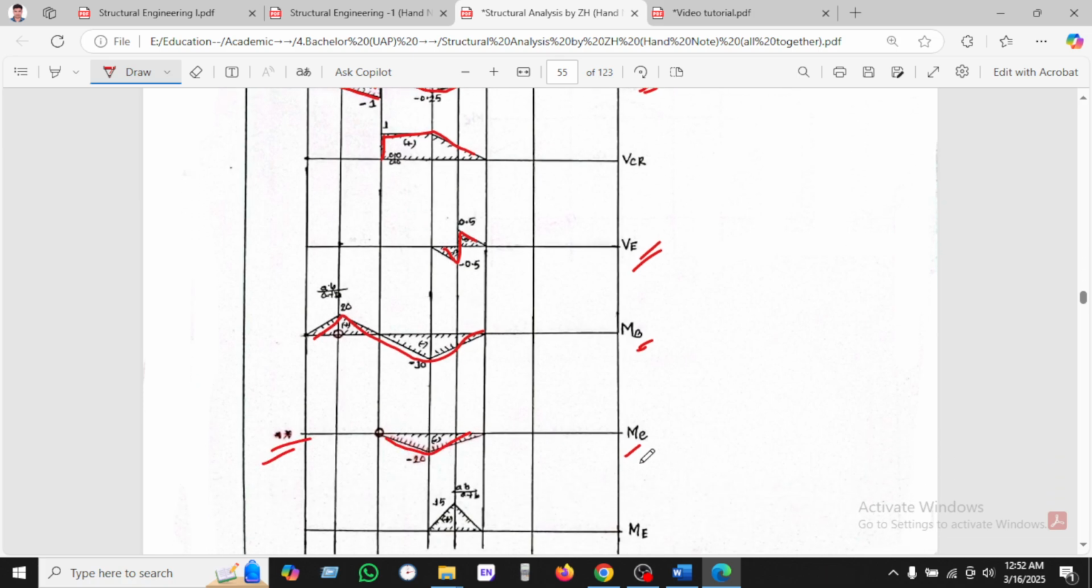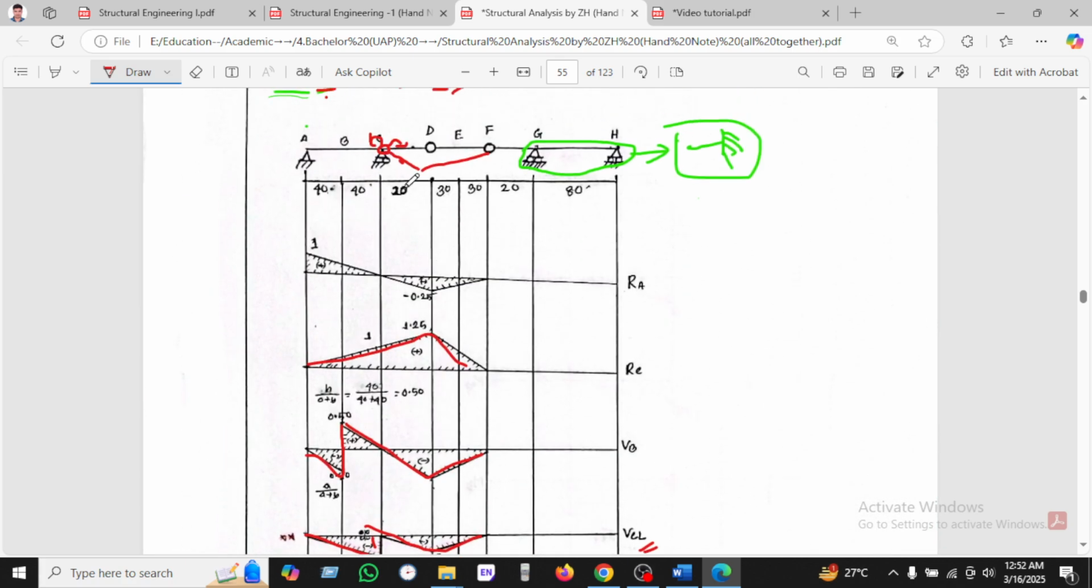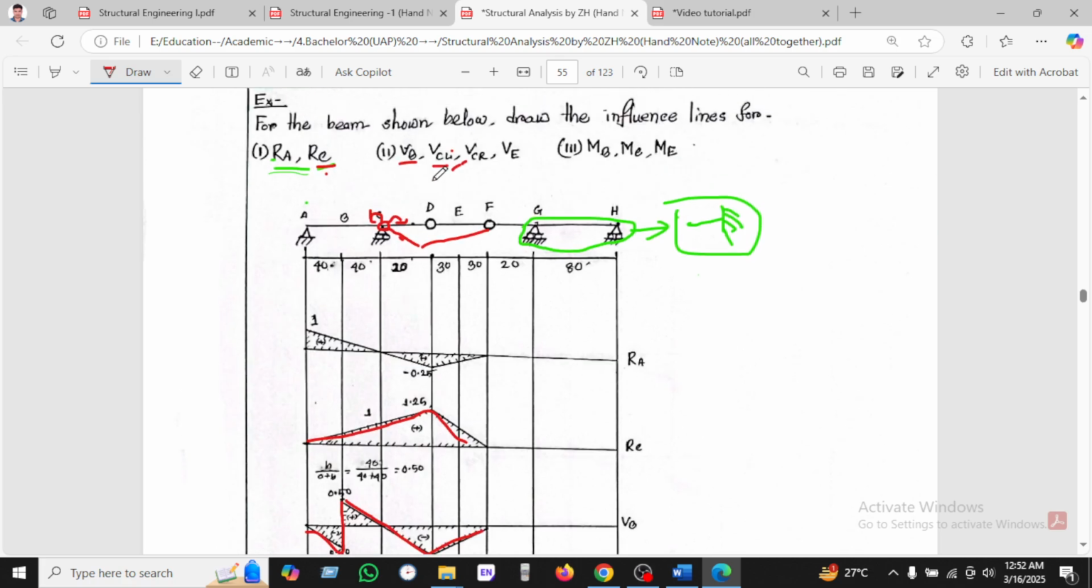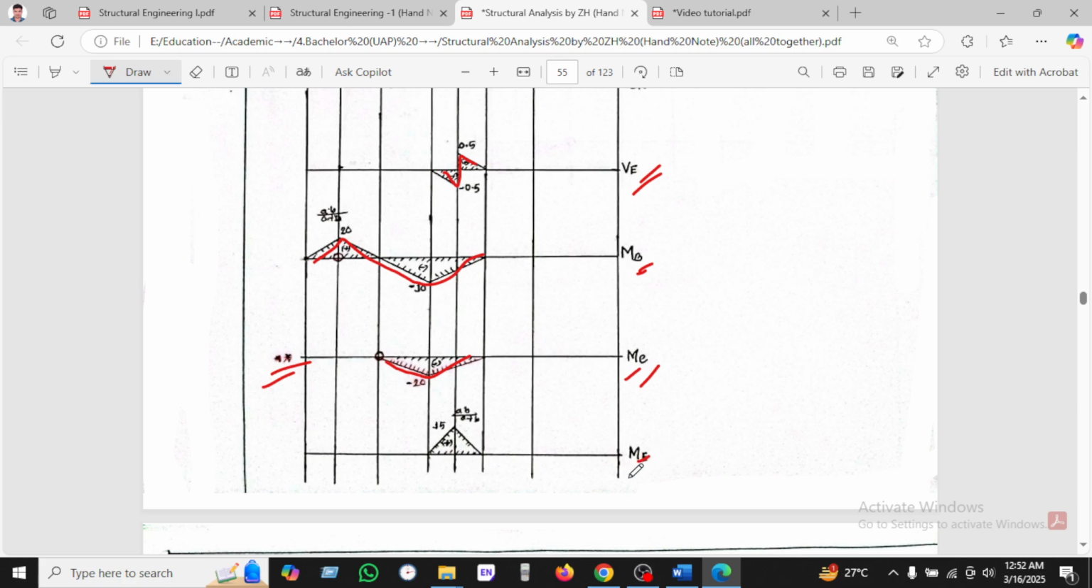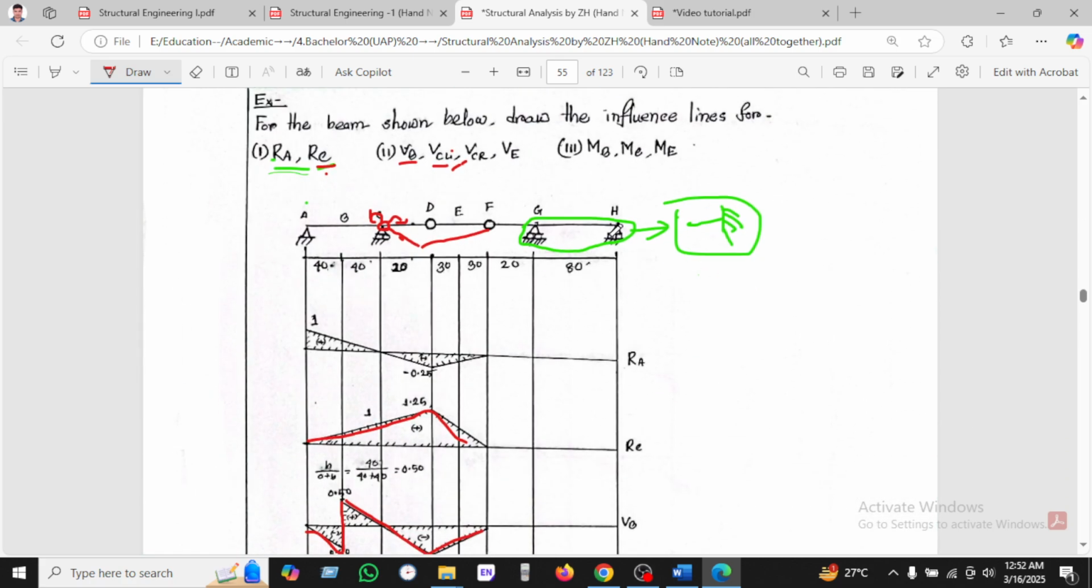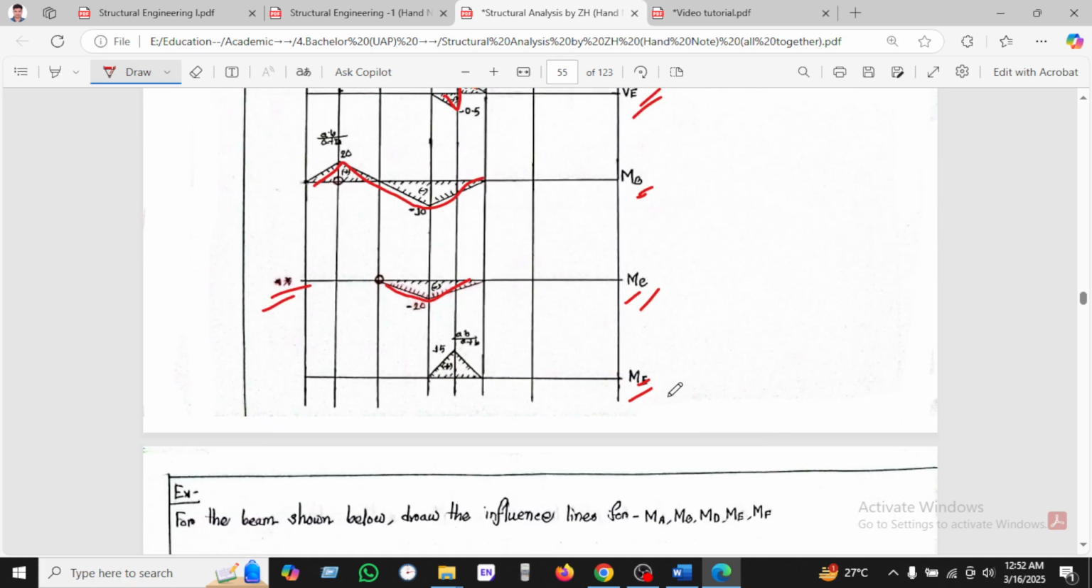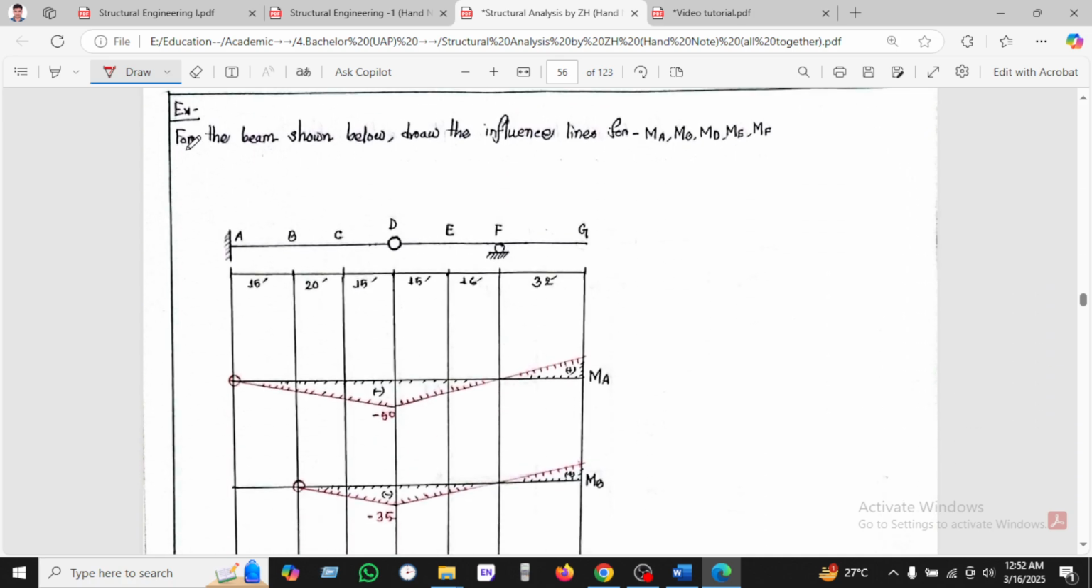It is an exception, as if we want the moment at a support, then the support will not allow rotation. Similarly, if we calculate ME, here is the ME. If we go to ME, then rotation will be allowed on the left side and right side also. So it will be acting this way and this way.